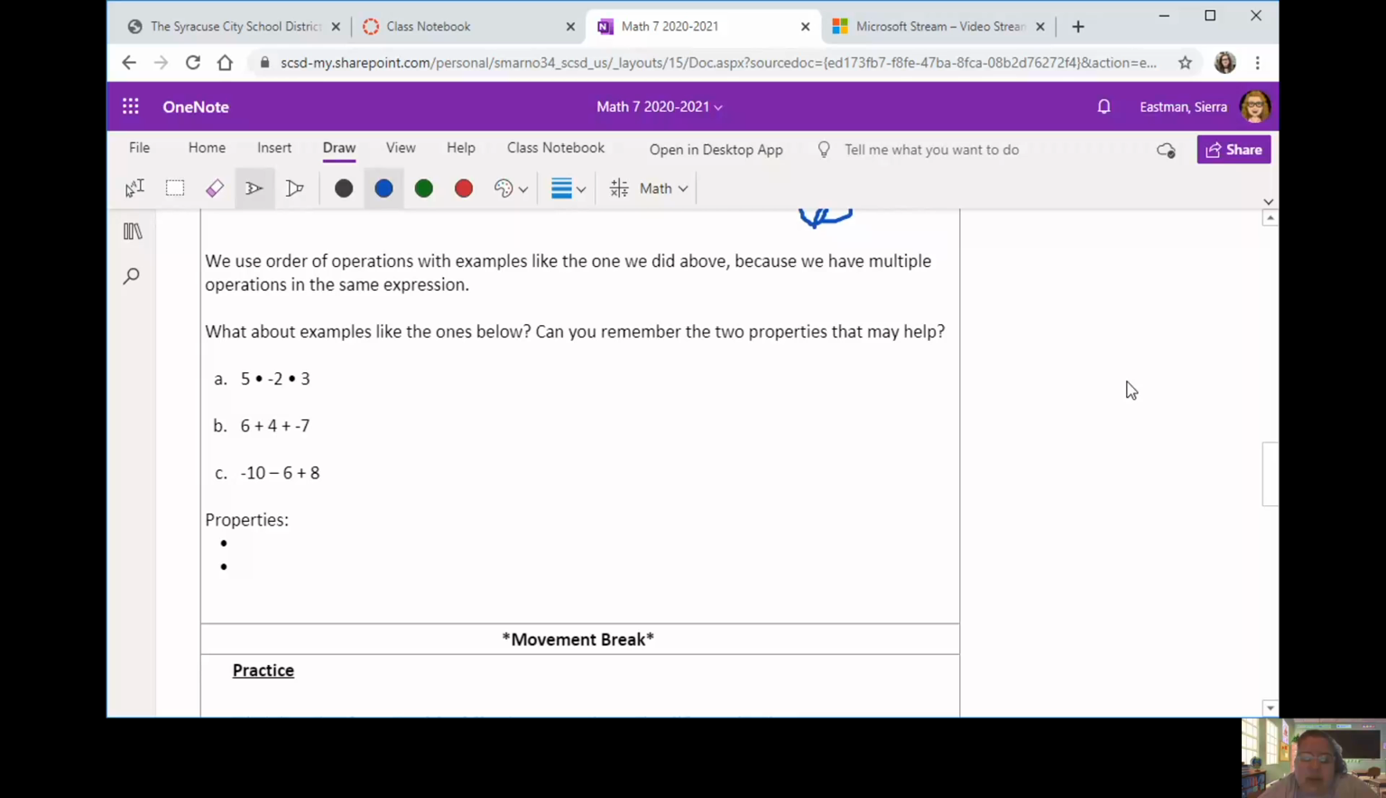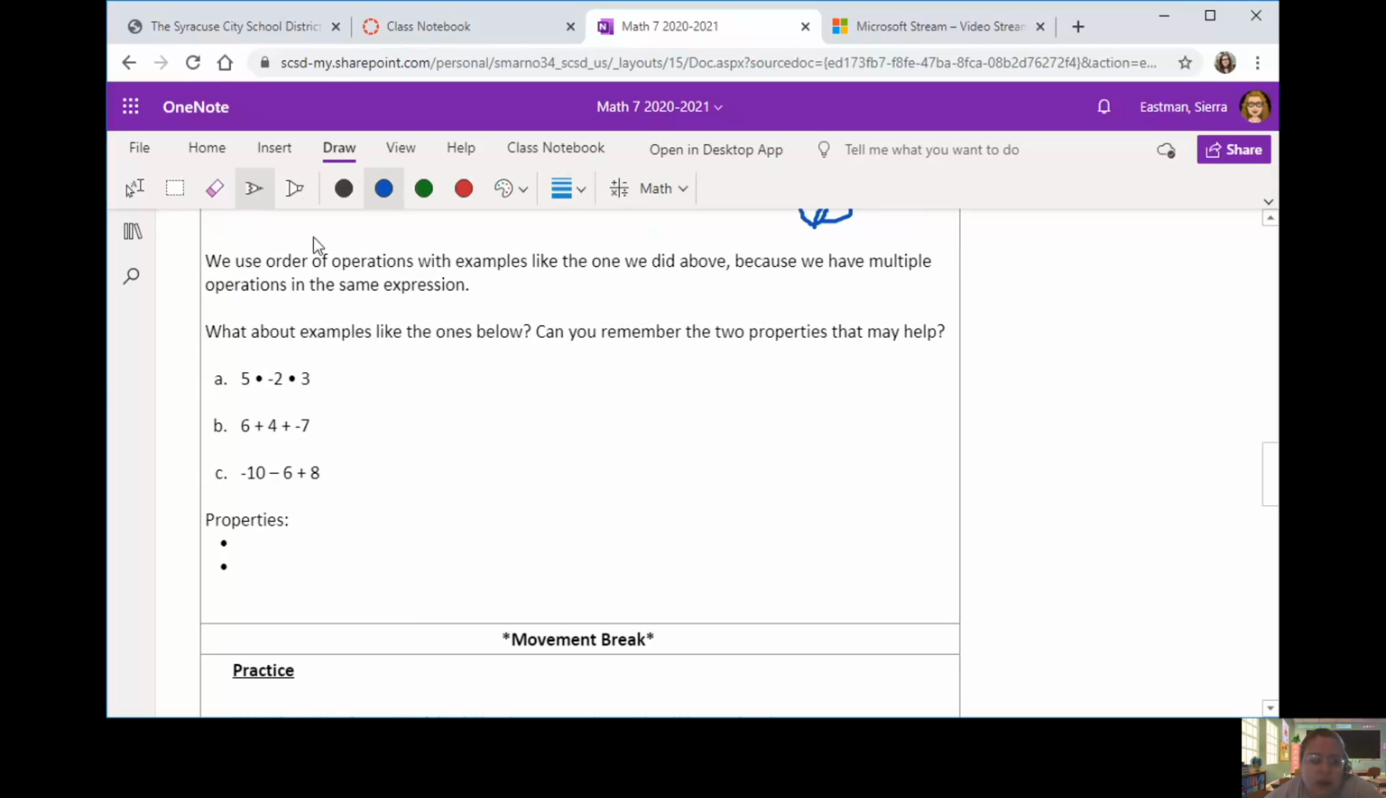We use order of operations with examples like the one we did because we had multiple operations in the same expression. We had division, or sorry, we had multiplication mixed in there. We had some parentheses that we were a little bit unsure of, addition and subtraction. But what would happen if we only had multiplication or we only had addition? There are two properties that we can use.